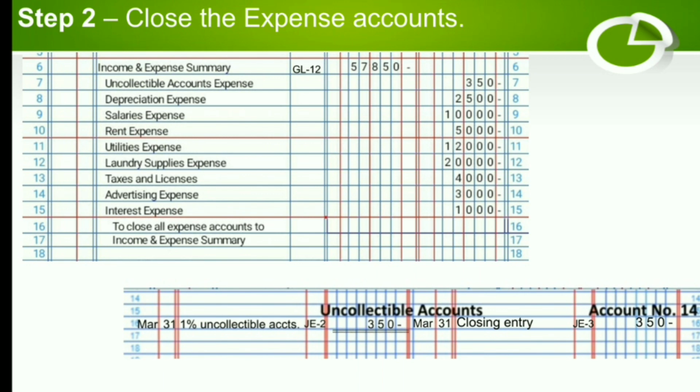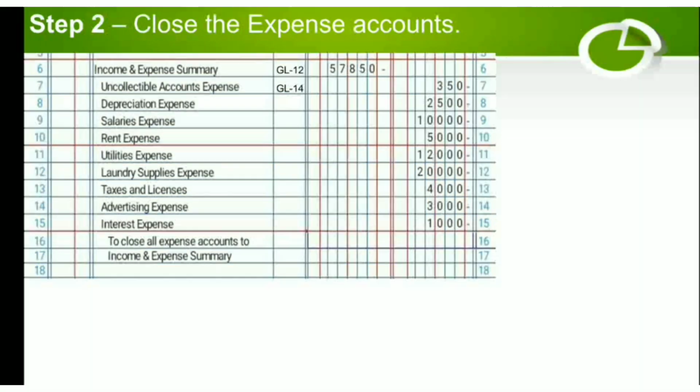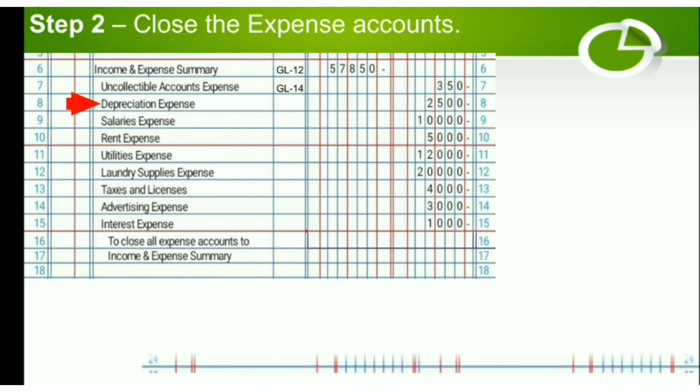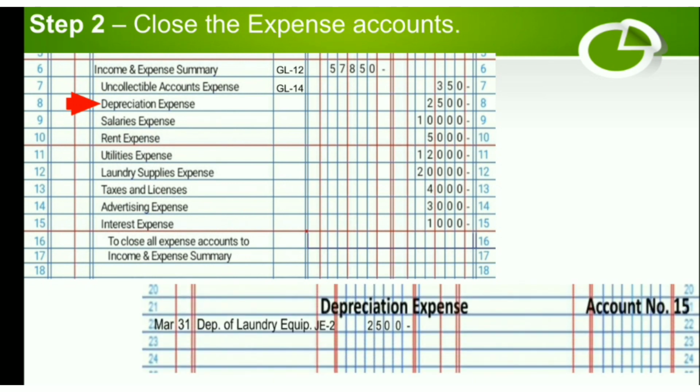So we're just going to simply double rule it. In the general journal, under the folio column, we're going to write JL14. This means that the credit entry uncollectible accounts expense of 350 is posted to account number 14 in the general ledger. Another credit entry is depreciation expense of 2,500 pesos. This will be posted to the credit side of the depreciation expense account.